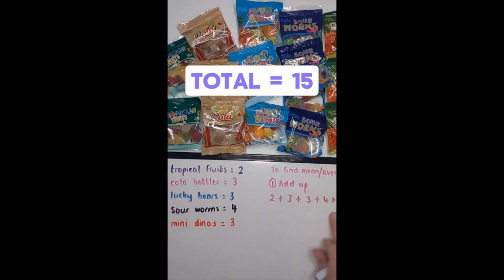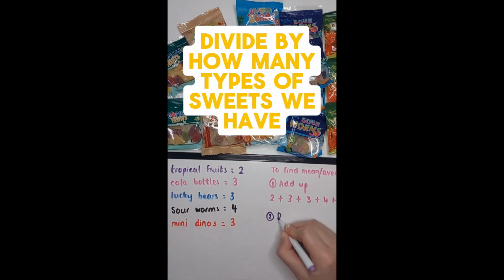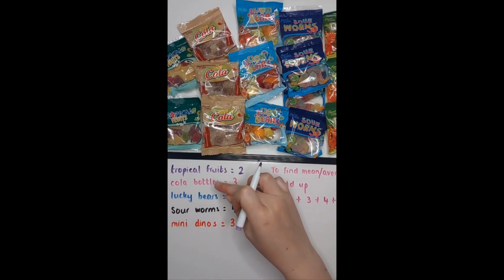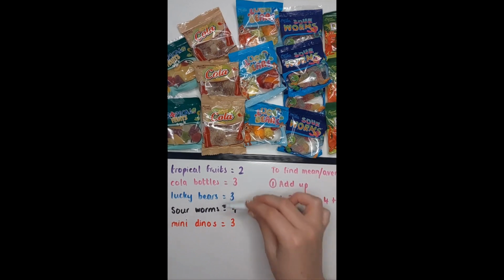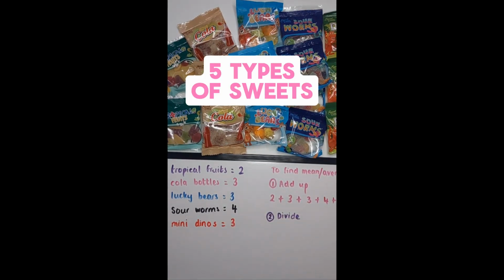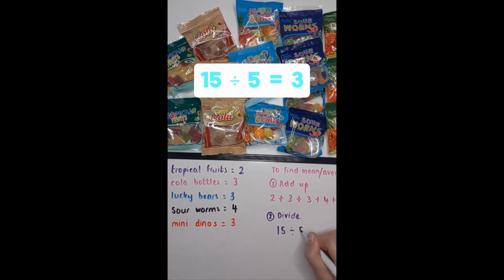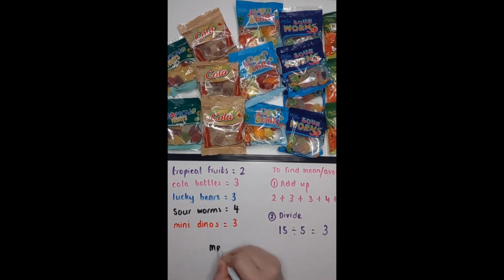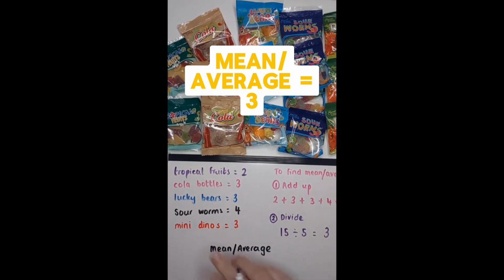Once we've added up all our packets of sweets, which is 15, the second thing we need to do is to divide by how many types of sweets that we have. So we've got tropical fruits, cola bottles, Lucky Bears, sour worms and mini dinos. That's 1, 2, 3, 4, 5 different types of sweets. So we are going to do 15 divided by 5, which gives us 3. So the mean or average, because they both do the same thing, of our packets of sweets is 3.